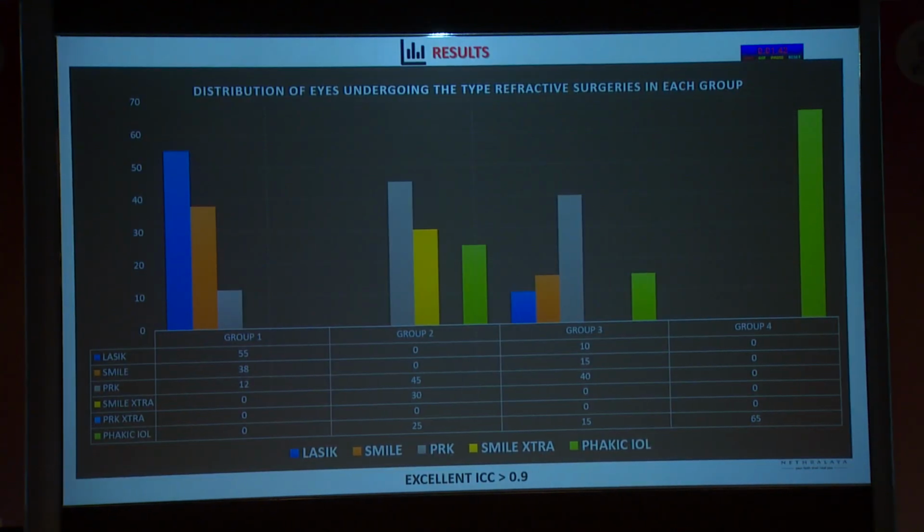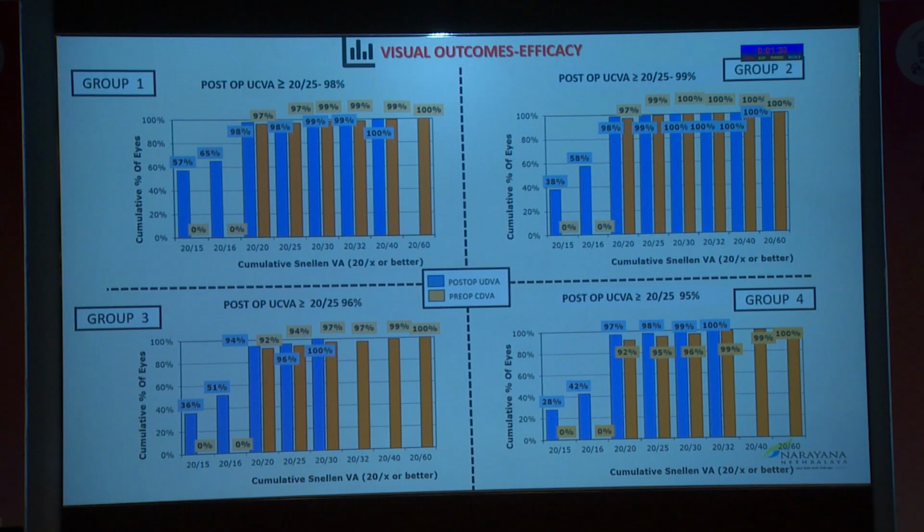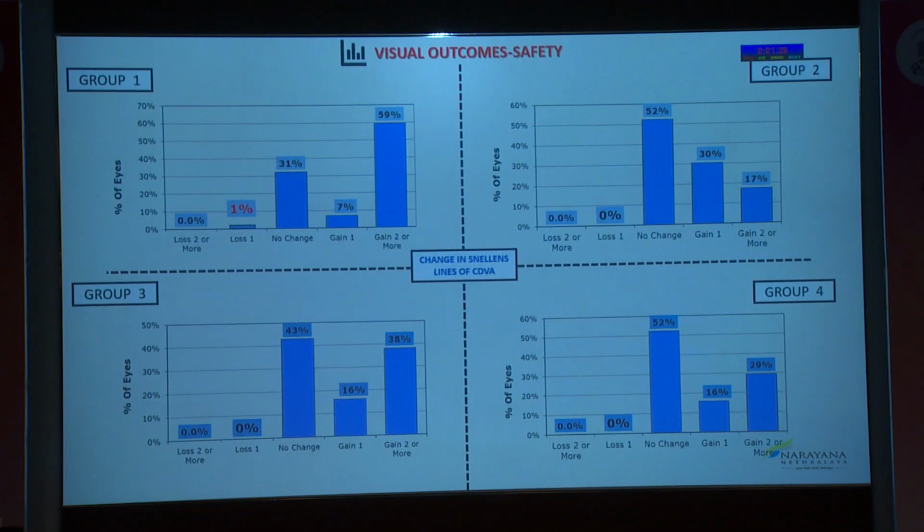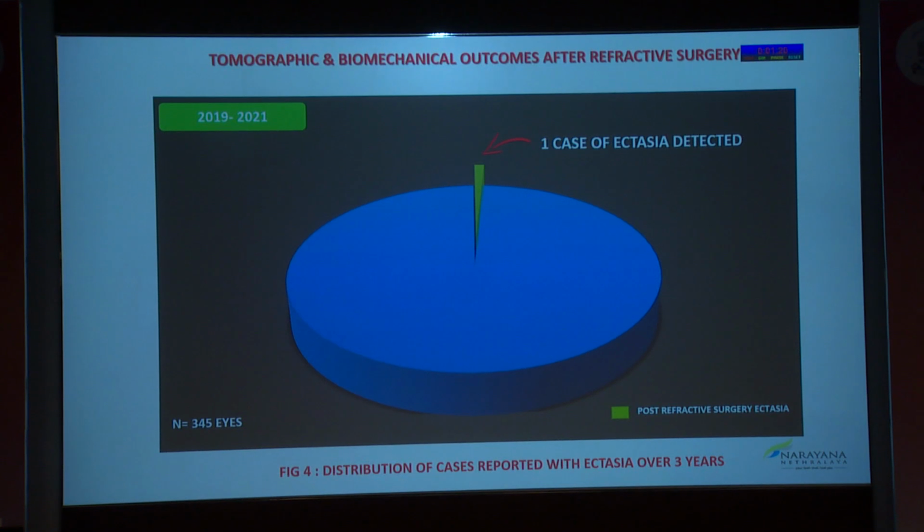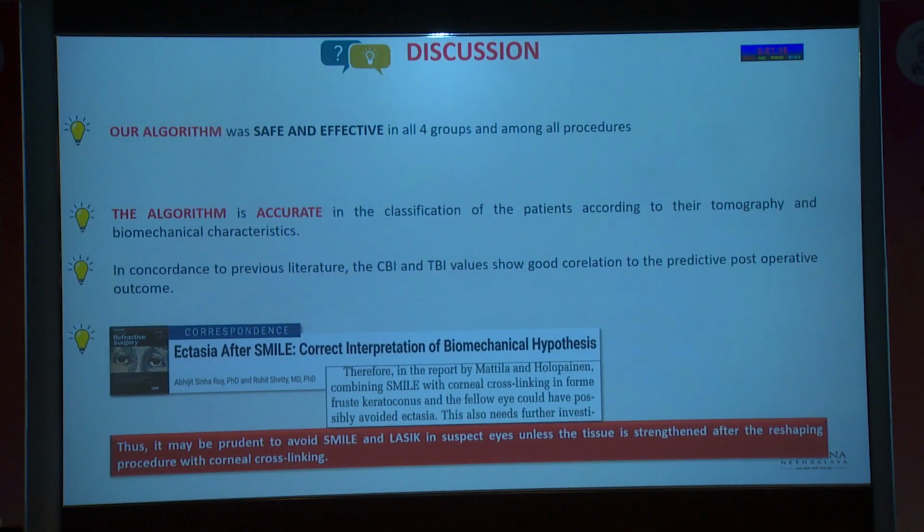So this graph shows the distribution of patients undergoing the type of refractive surgery in each group, and this is the efficacy where the post-operative uncorrected visual acuity was more than 20/25 in 98% of the patients in group 1, 99% in group 2, 96% in group 3 and 95% in group 4. There was no loss of lines in groups 2, 3 and 4, and 1% of patients showed loss of 1 line in group 1. One case out of 345 eyes developed ectasia after 3 years. So our algorithm is safe and effective in all 4 groups.